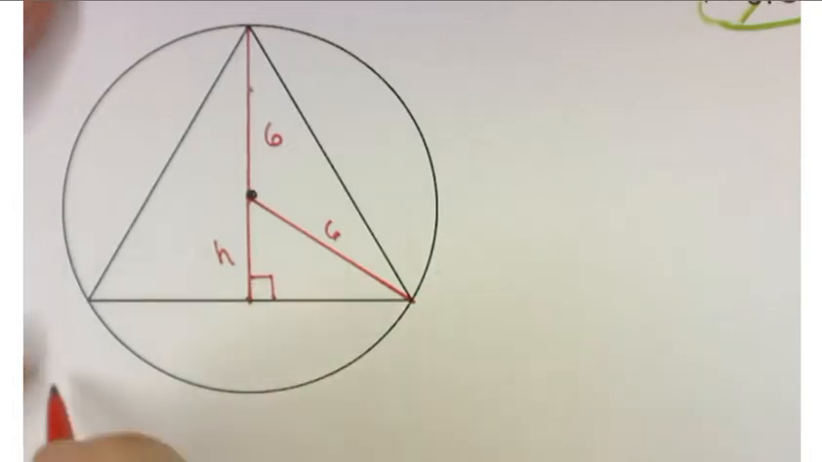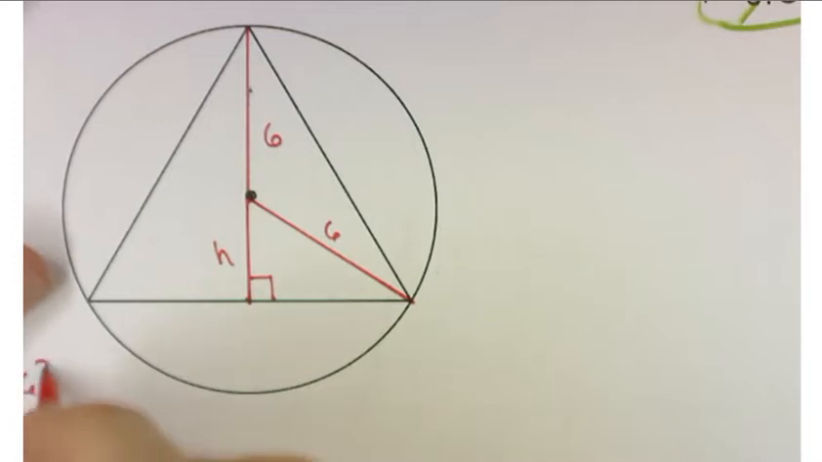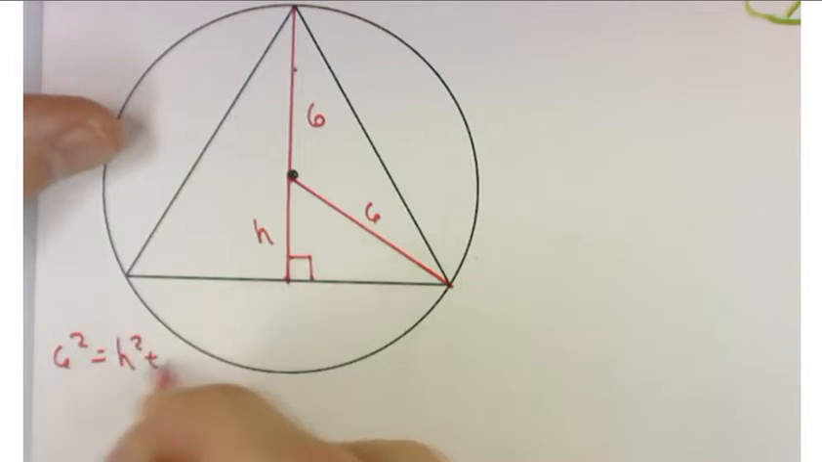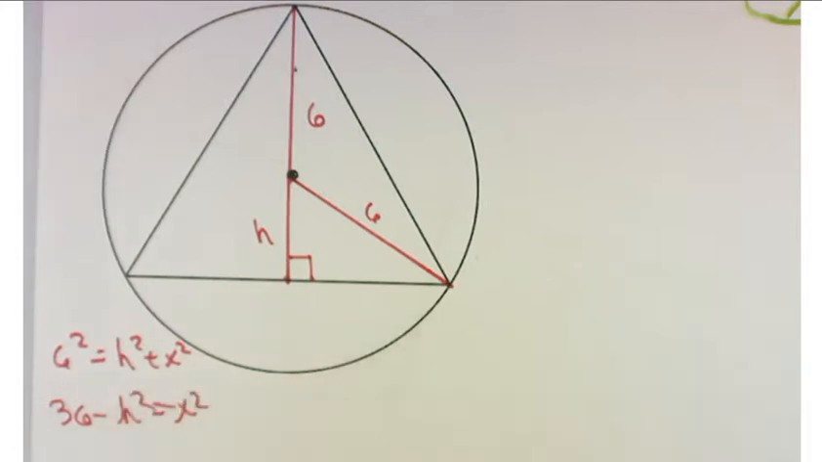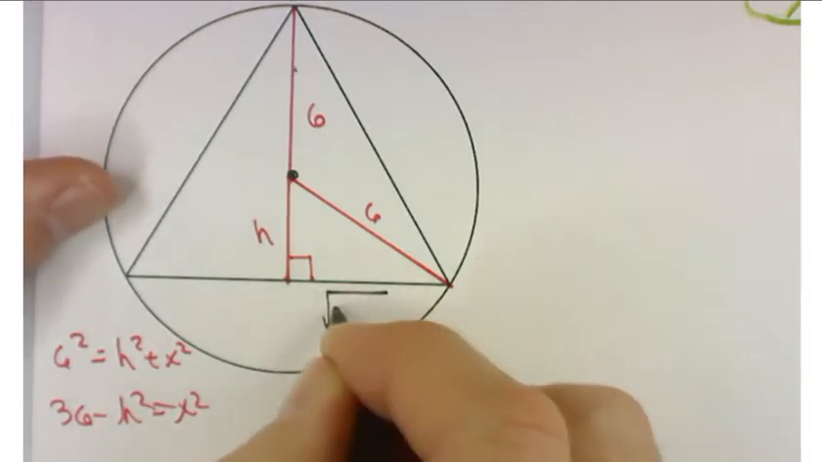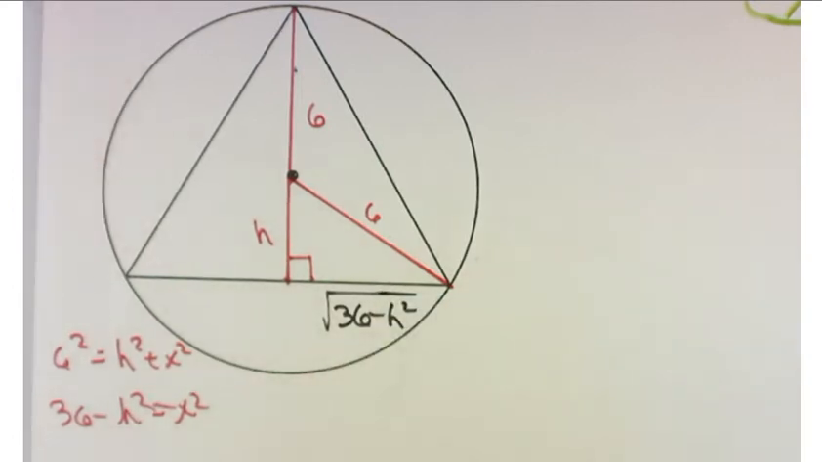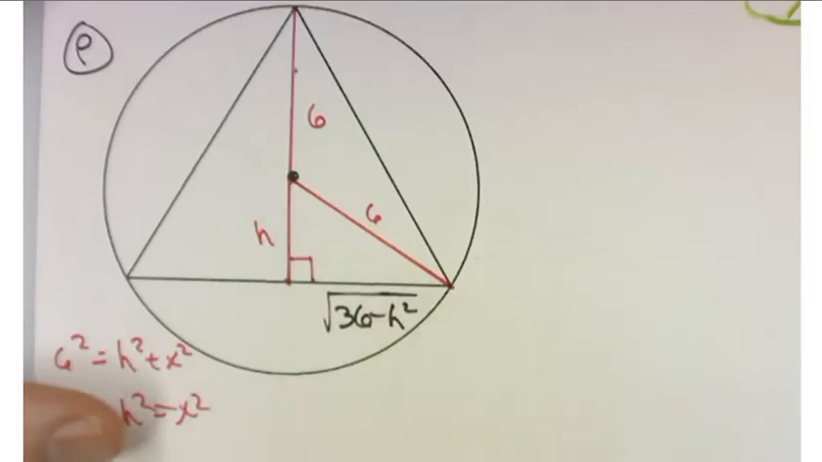That's a right angle. So the Pythagorean theorem would say 6 squared equals h squared plus x squared. 36 minus h squared equals x squared. So what's the length of this side then, right here? Square root of 36 minus h squared. And that's pretty good. I think we've got our picture labeled pretty thoroughly. There's not much more that I really want out of this. So that's our picture part.